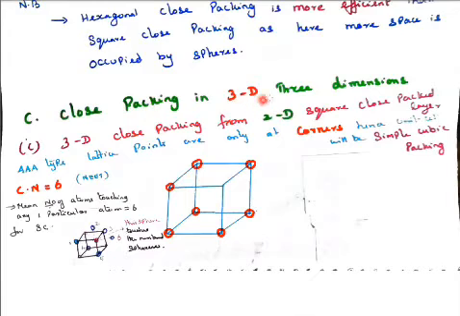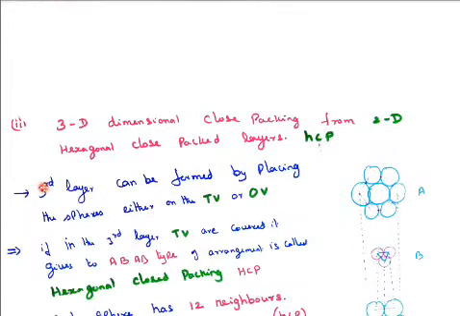Now close packing in 3 dimensions. 3-dimensional close packing is formed from 2-dimensional square close packing layers. That is called AA type, with lattice points only at the corners. Sometimes they will ask how many atoms the corner atom contacts. Here I have numbered 1, 2, 3, 4, 5, 6, so the center atom is contacted by 6 atoms. So the coordination number is 6. It's aneat question.